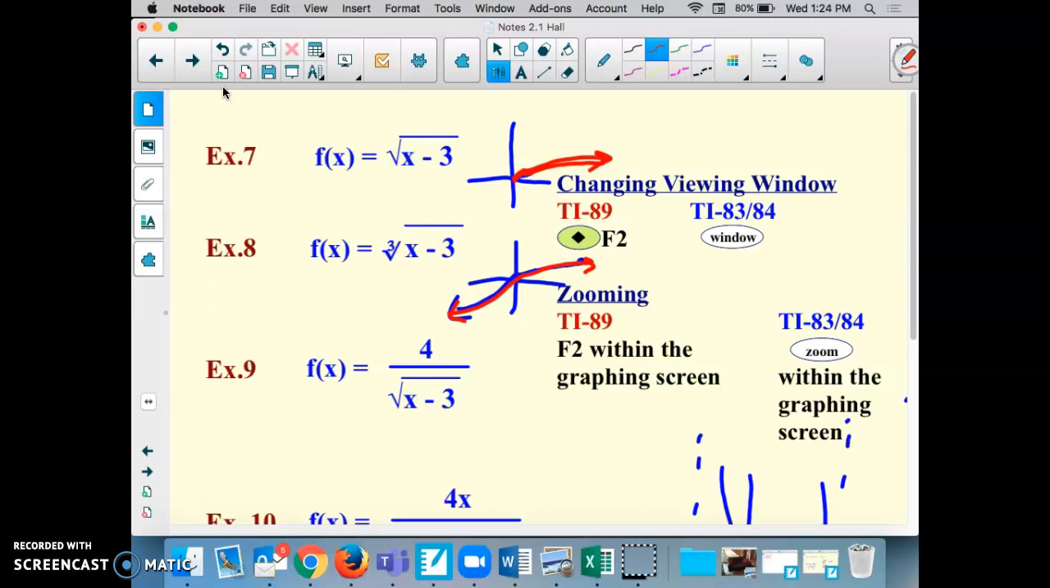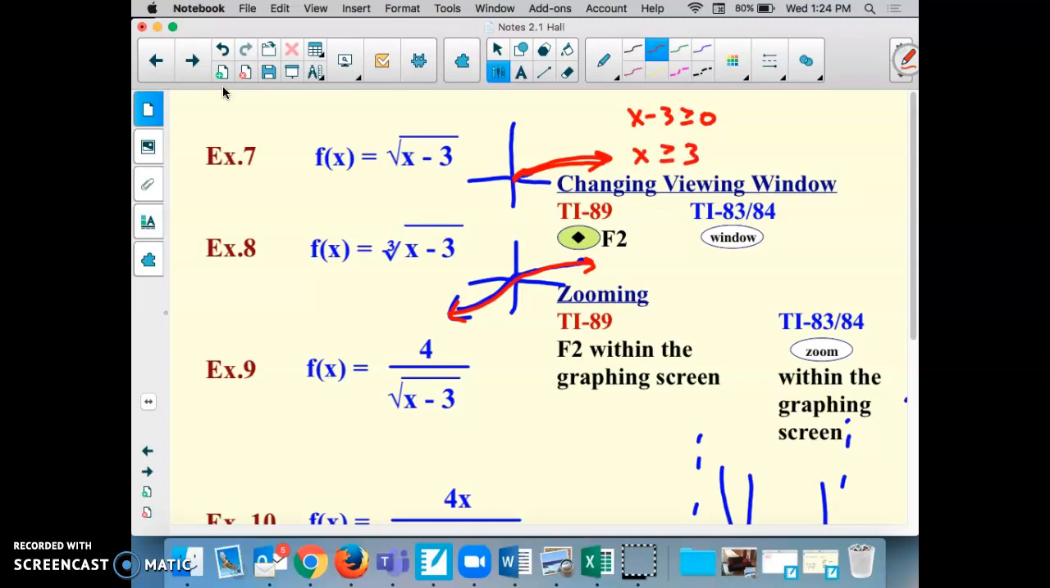You can only take the square root of numbers 0 or greater. So x minus 3, no matter what, has to be greater than or equal to 0. I can't take the even root, in this case square root, of negative numbers. So no matter what x minus 3 were to come out to be, it has to be 0 or greater. So if I add 3 to both sides, I end up with x is greater than or equal to 3.